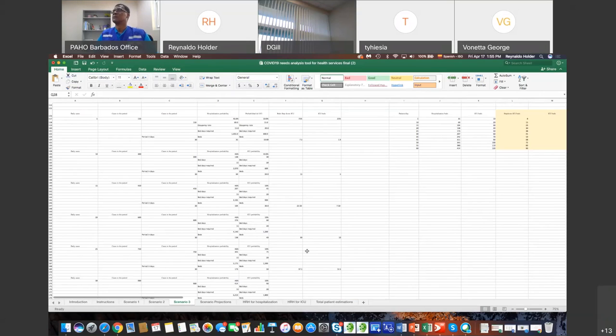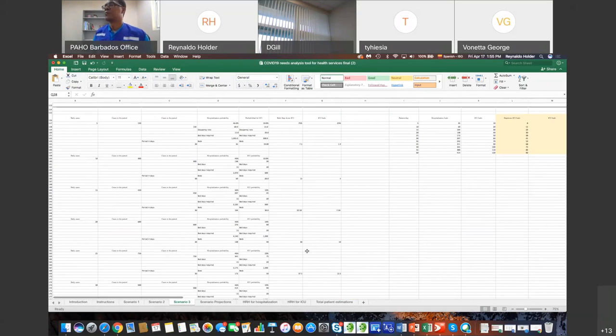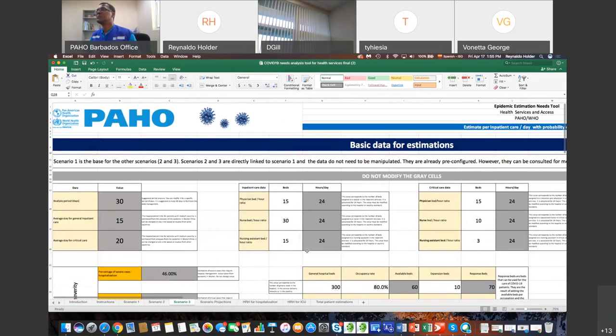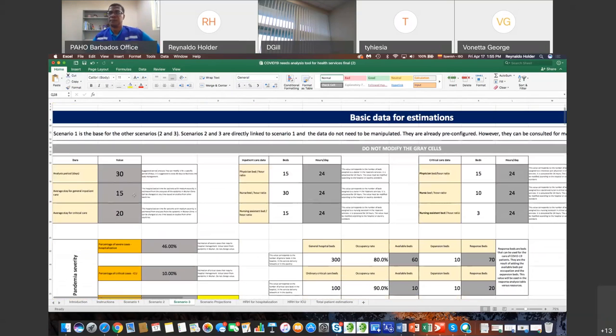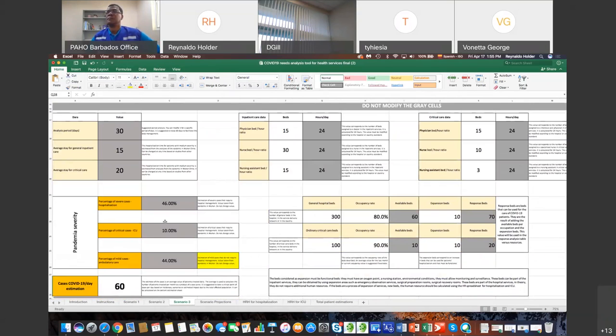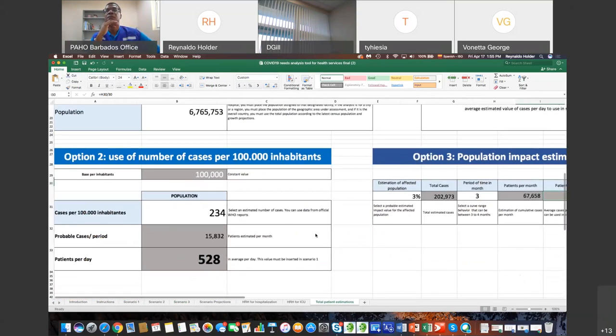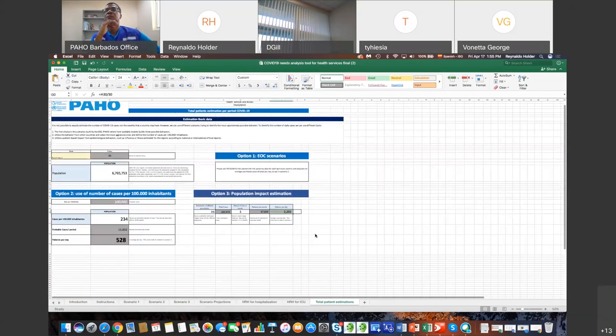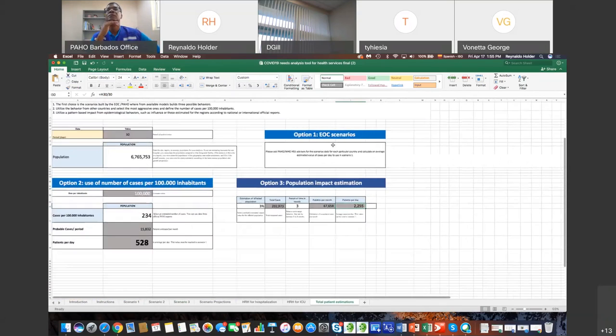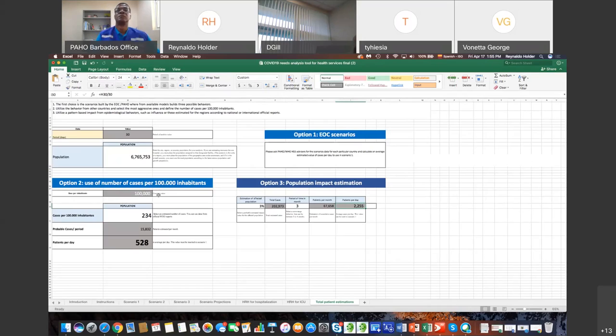Another way of estimating the scenarios, an alternative to using Wuhan, Spain, or Italy, is to look at total patients calculations on three different options. Option number one is the one we just saw, the three different scenarios. Option number two uses the number of cases per 100,000 estimated for your country. And option number three looks at population impact estimation.